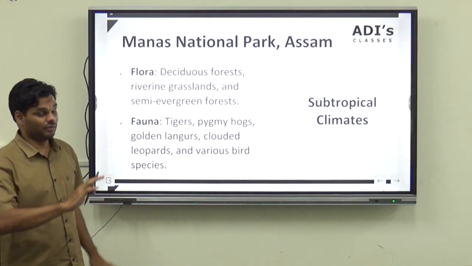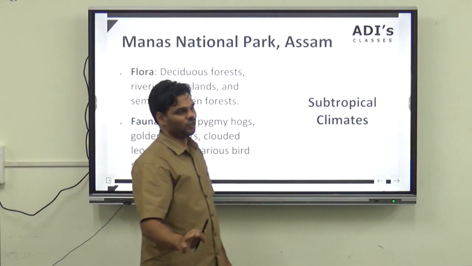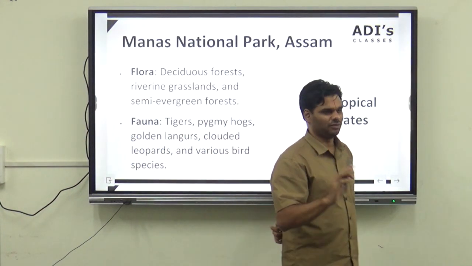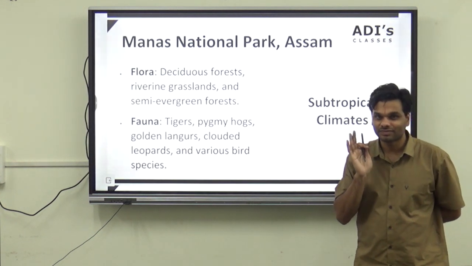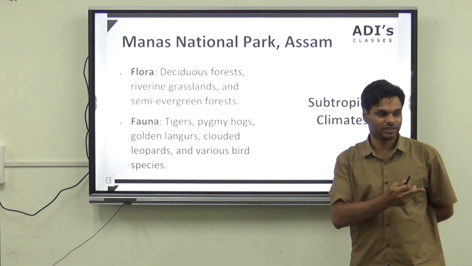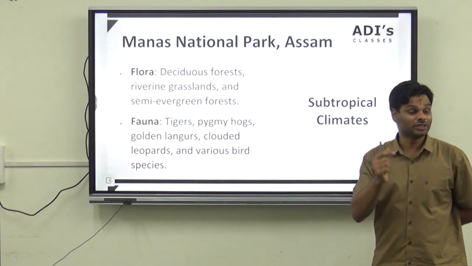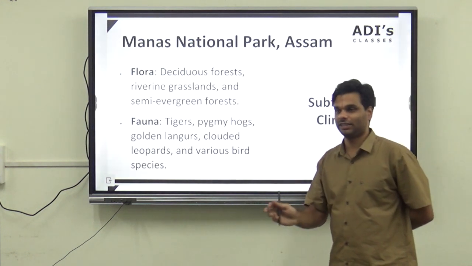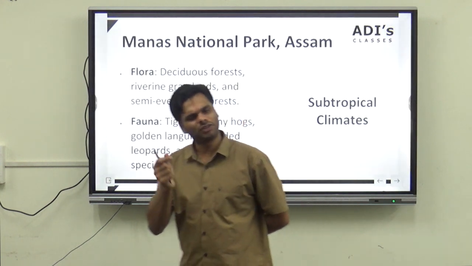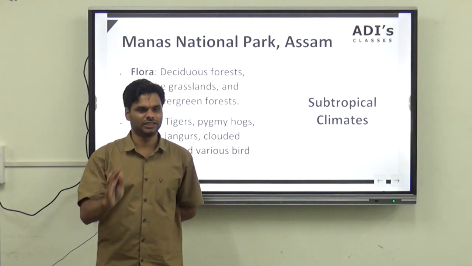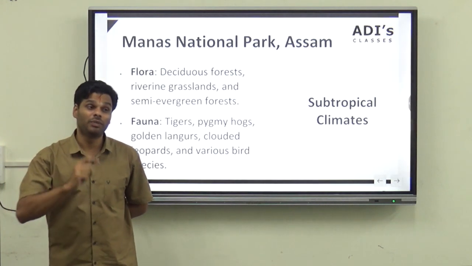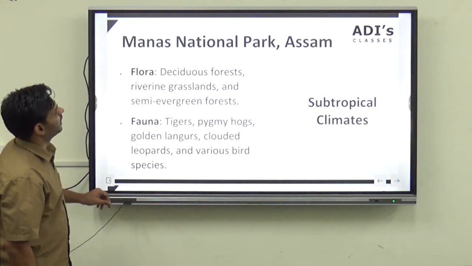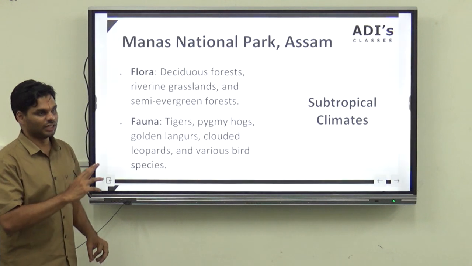And wherever there are wetlands, there will be lots of birds. Why? Can you guess? Fishes, insects, because wetlands have so many plants and everything, lots and lots of insects. So because of these fishes, insects, lot of biomass, plants, everything, you'll have lots of birds that come in always. Again, Manas National Park is also in Assam.